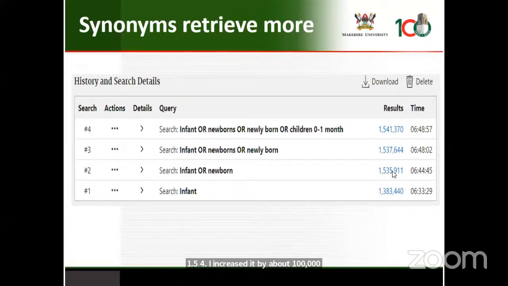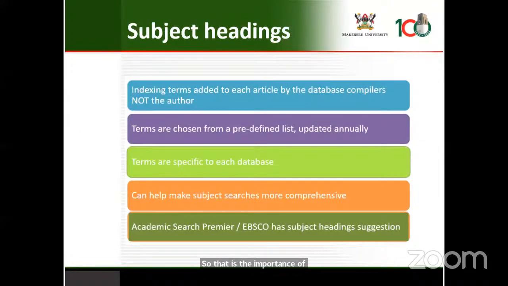So do you see? We are talking of a comprehensive search strategy. If you just go in there and you search for infants, yes, we will definitely get results, but you will leave out a lot of other literature that is relevant to your search query. So that is the importance of synonyms in searching. Let's go to another technique, which is subject headings.